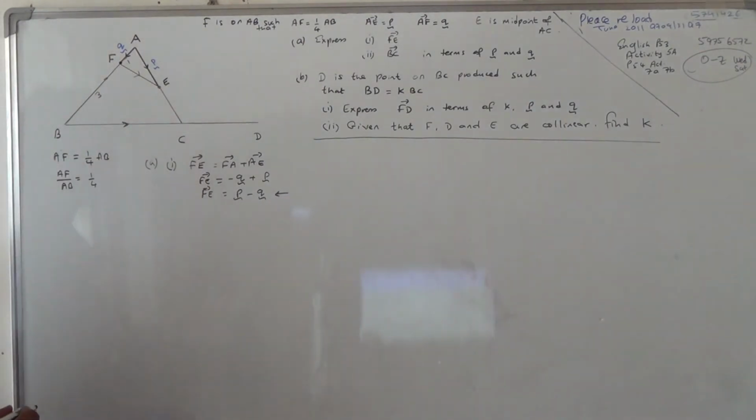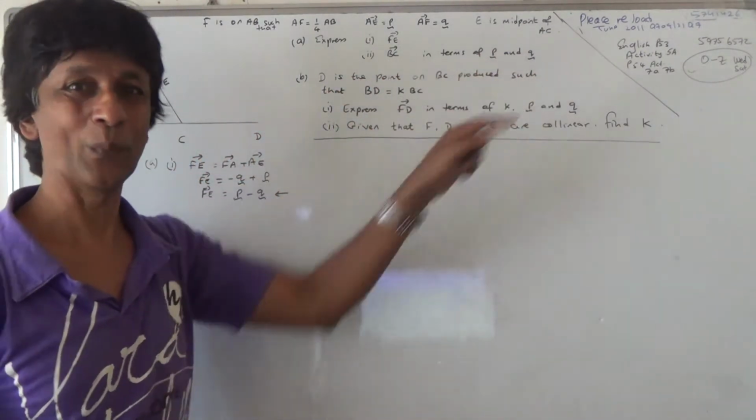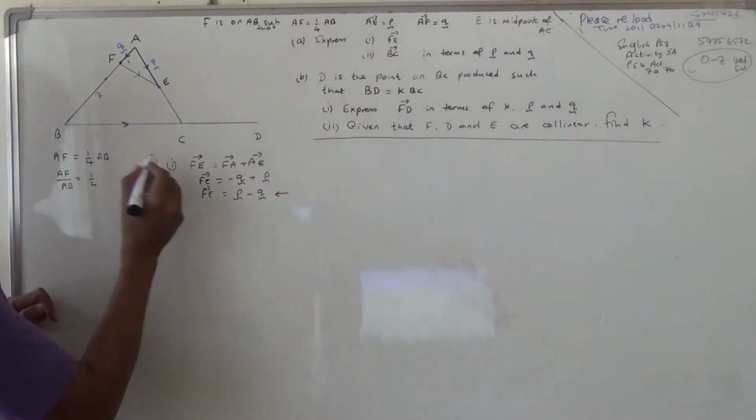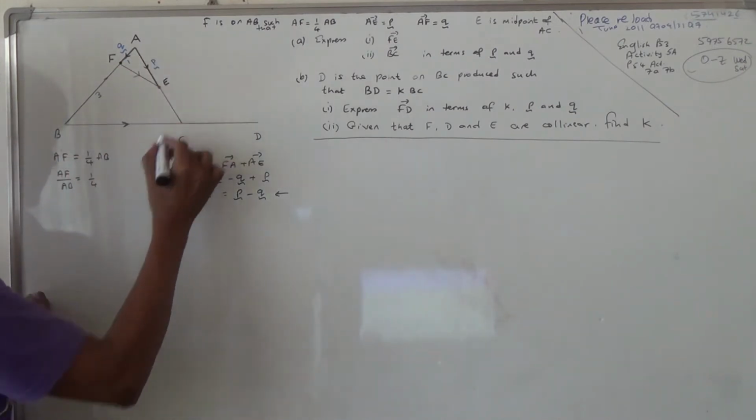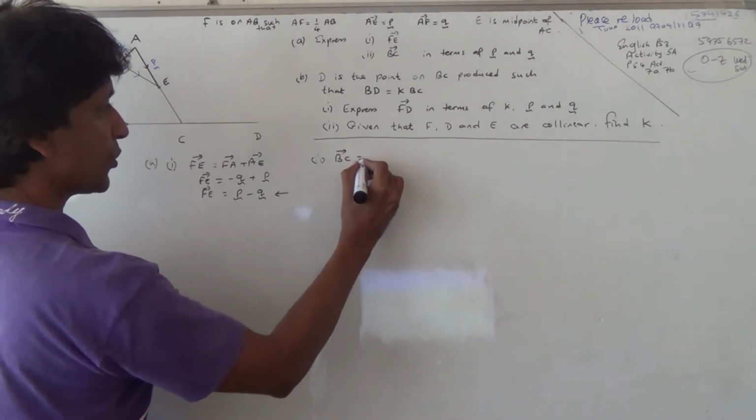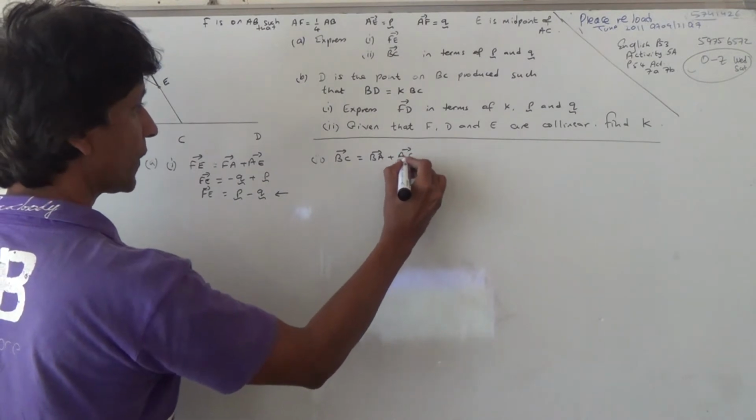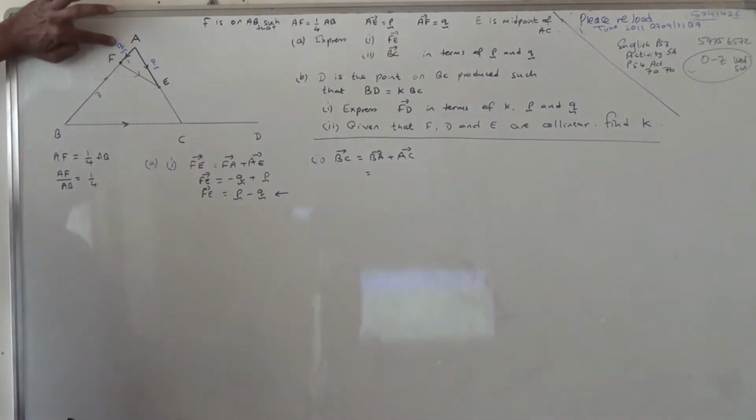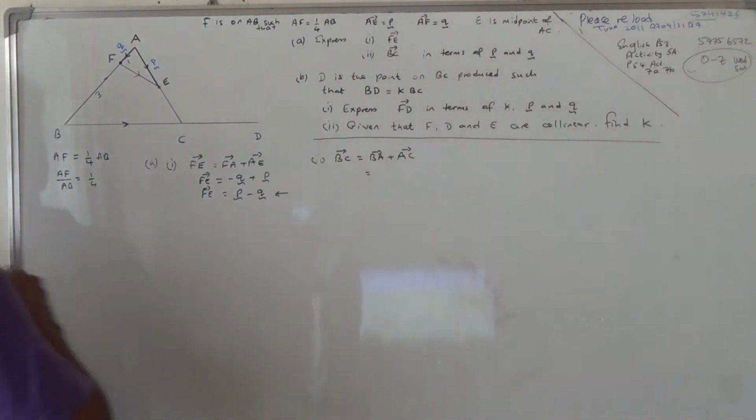Now we also need to find the vector BC in terms of vector P and vector Q. So how are we going to find BC? Let's move on and see. This is B to C. BC is BA plus AC. So we have BC equal to BA plus AC. Now we know that BA is equal to how much? If this is Q and the ratio is 1:3, it means that this is going to be equal to 3Q.